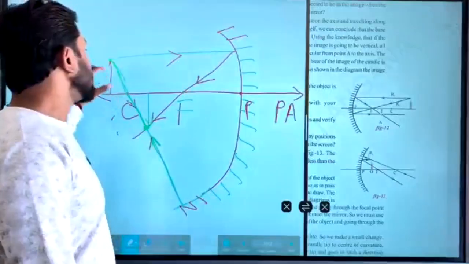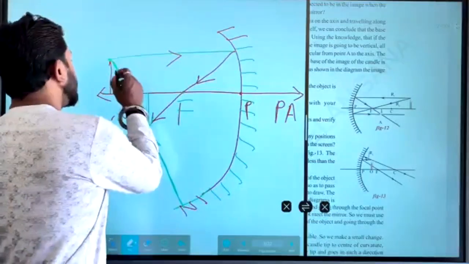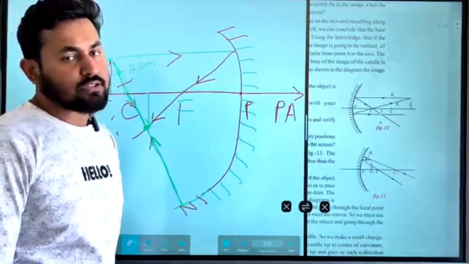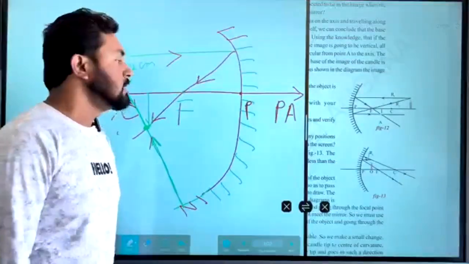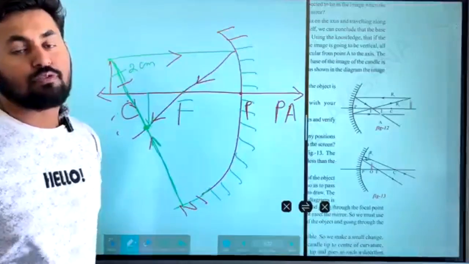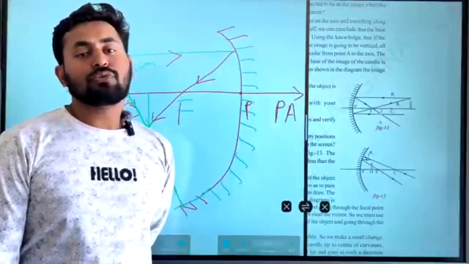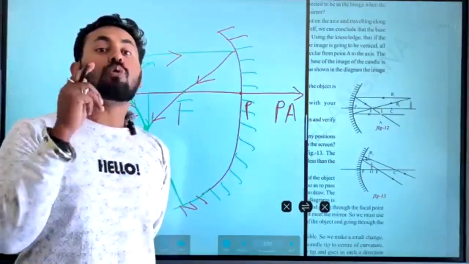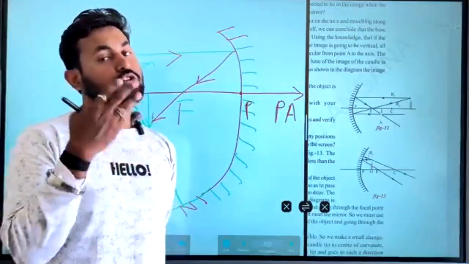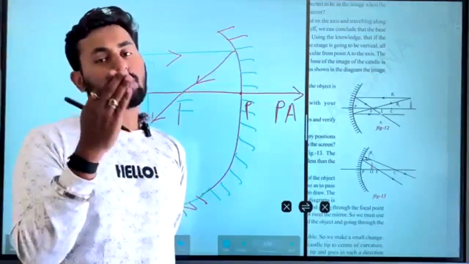Now, the size of the object is 2 centimeter. Let's say you have taken 2 centimeter as the object size, or the height of the object. The image that you have got will be smaller than the object size. Again, a reiteration: whenever the image formed is smaller than the object size, it is called diminished. So the third point is the size of the image is diminished.